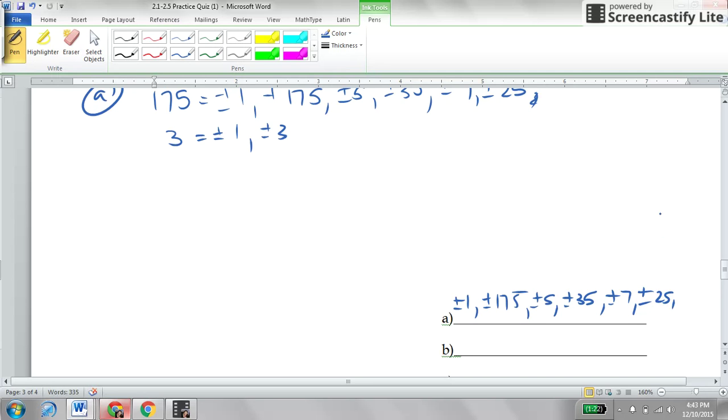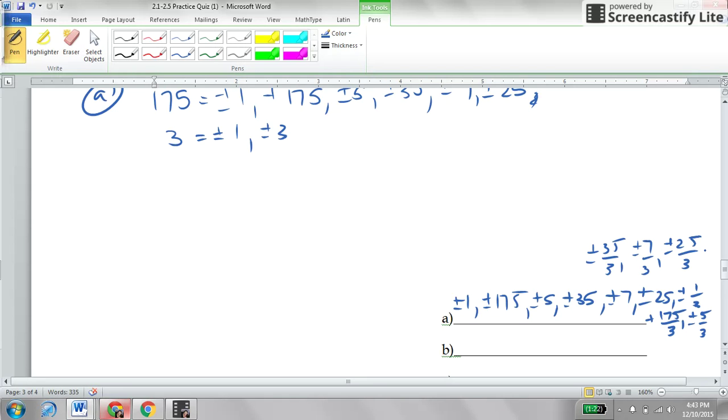Now we're going to put all of those over 3. So plus or minus 1/3, plus or minus 175 over 3, plus or minus 5 over 3. Plus or minus 35 over 3, plus or minus 7 over 3, and plus or minus 25 over 3. Those are all the possible answers that we could get.